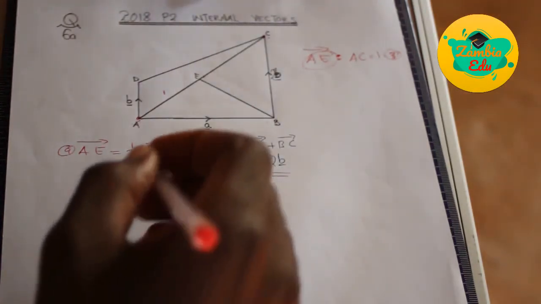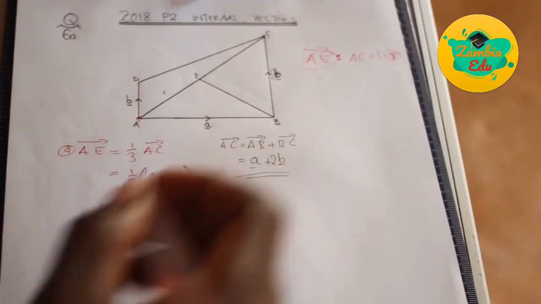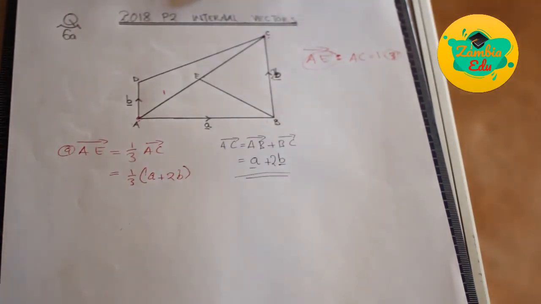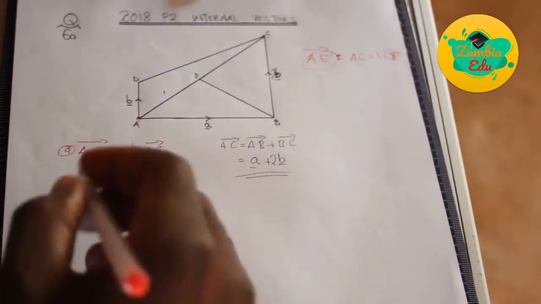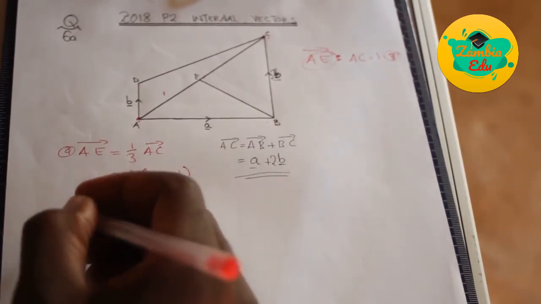2B in that way. So now we are going to put A plus 2B. So that becomes our answer. Let's go to our question. Our second question, question B.